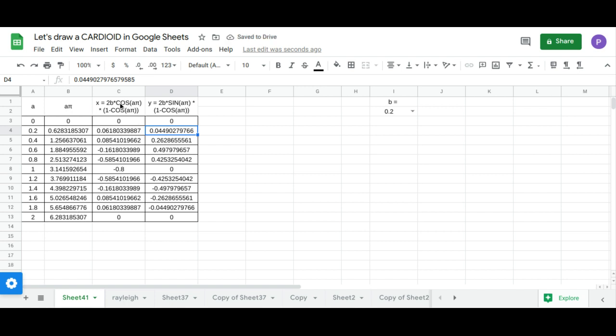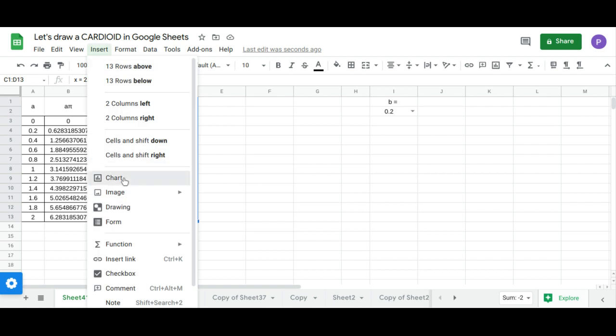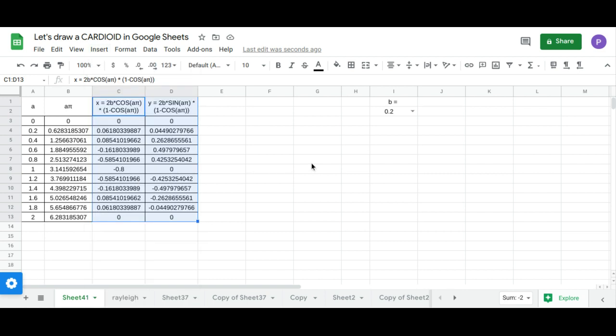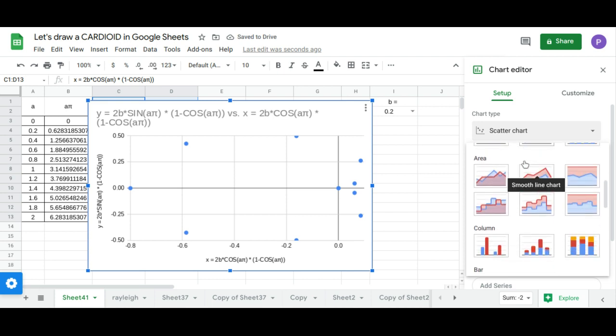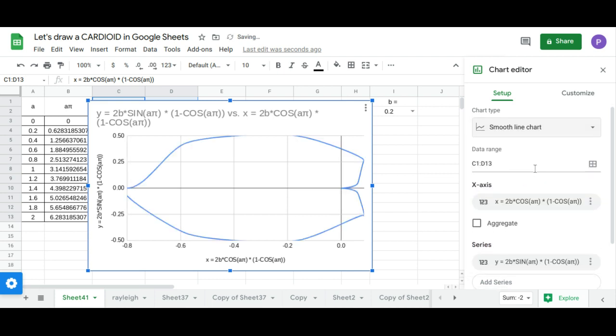And we'll chart this. Insert chart. And we will use scatter chart for this, or the smooth line chart. The smooth line chart.